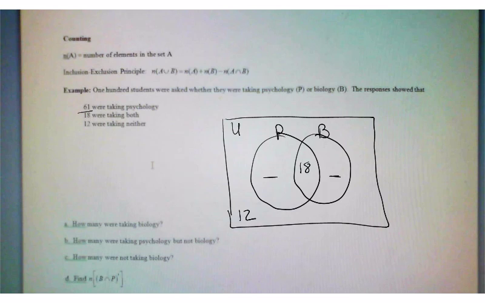If we go back to the 61 who are taking psych, remember that the whole circle, P, all of this, including here, is psych. So that needs to total 61. At this point, we have 18 accounted for. So if we want to know how many are taking psych only, take the total of 61 who are taking psych, remove the 18 who are accounted for, and that will leave us with the 43 who are taking psych only. Now we also need to know how many were taking bio only to complete the Venn diagram.